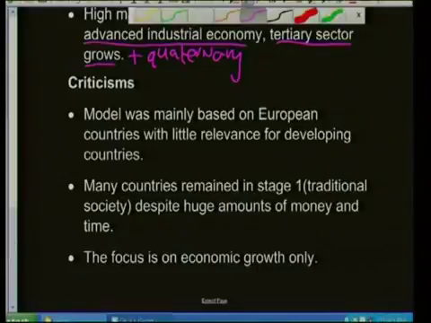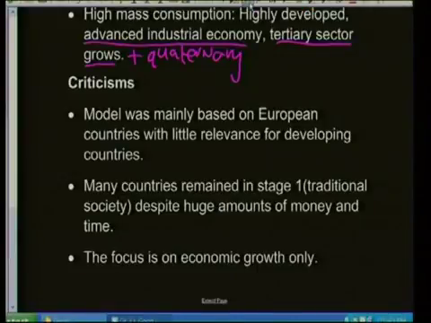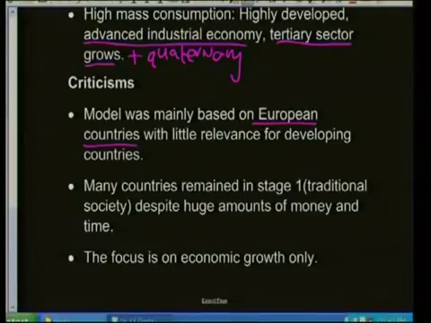So with our criticisms, it says the model was mainly based on European countries. And that's a serious problem, because if we look at the developing world, most of the developing world is lying south of the equator, okay, the majority of it. There was little relevance for our developing countries. In other words, to go from subsistence agriculture to commercial farming, you need highly trained, highly skilled people. And if the developing countries don't have that knowledge and education, they're going to remain as subsistence farmers.